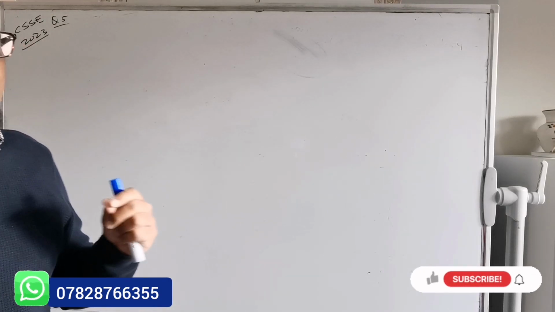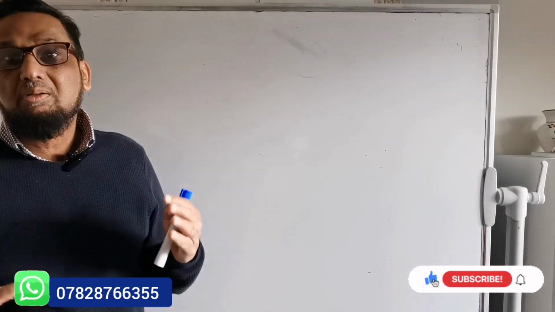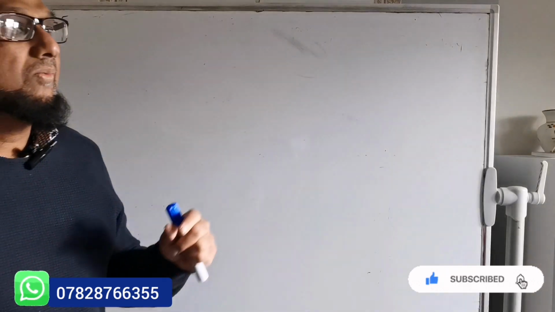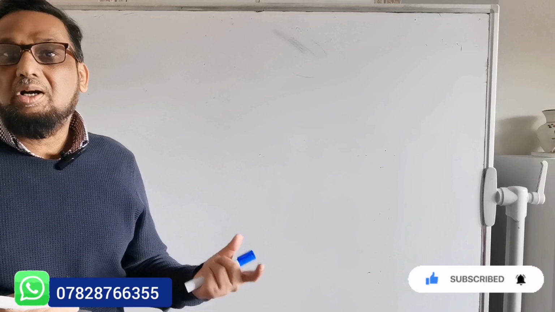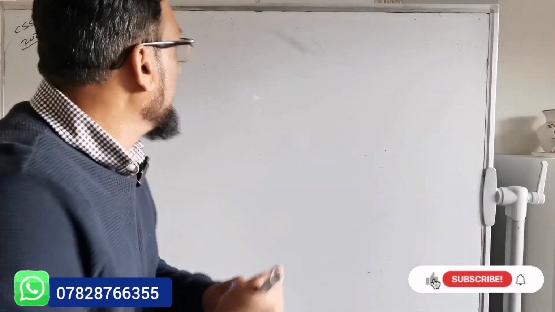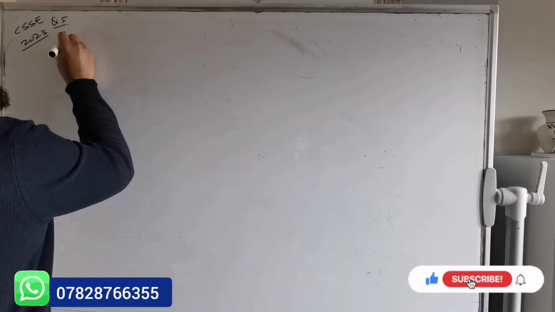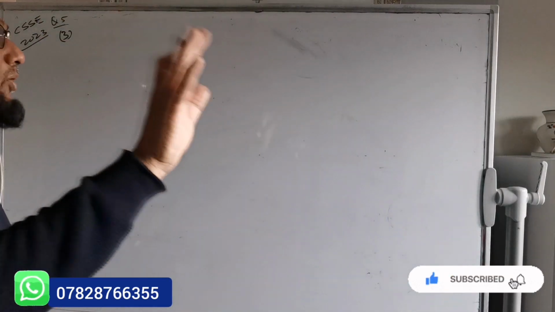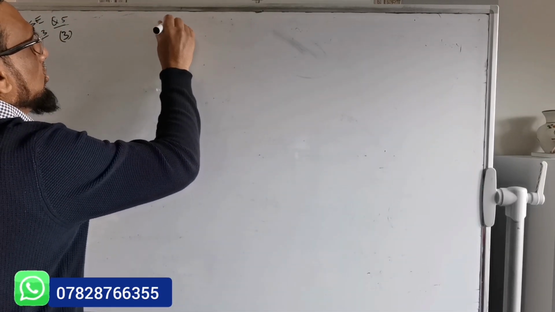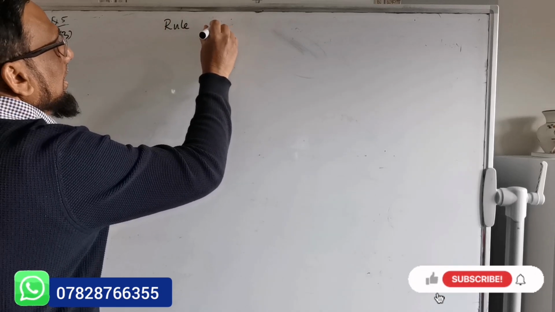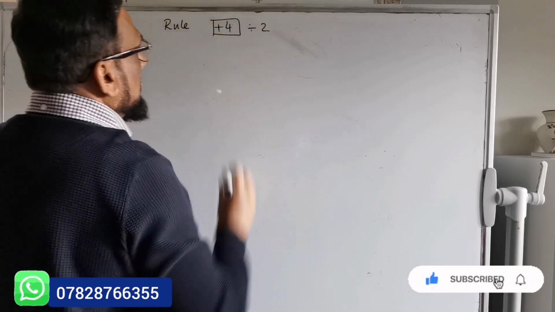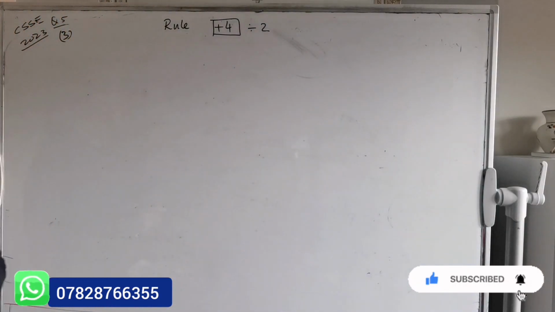Okay, we discussed in the first part question number 5. We solved two parts, part A and part B, and now we are going to solve the same question number 5, but part C and part D. The rule is the same: how do you find the next number in the sequence? Very simple, very easy. The rule was add 4 and divide by 2. This is the rule for finding the next number in the sequence.